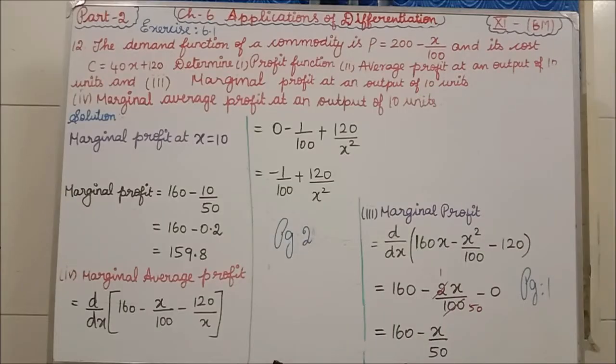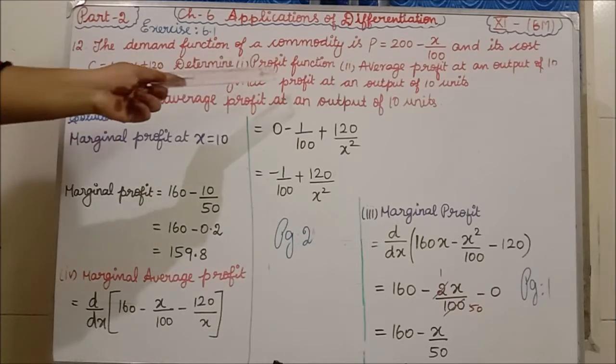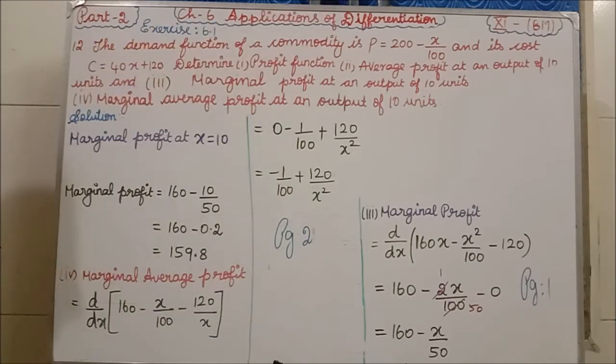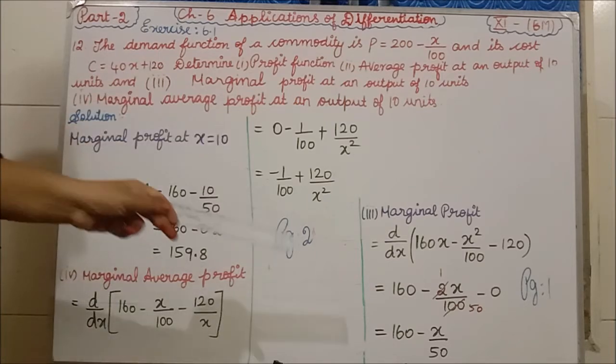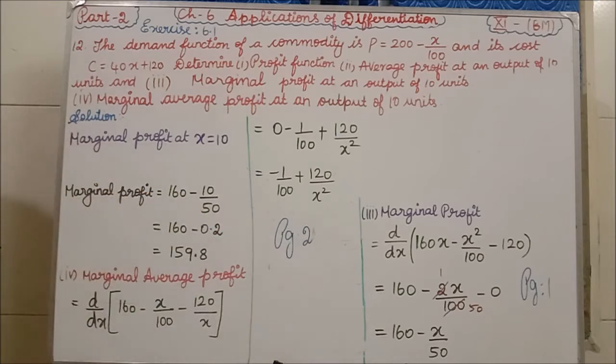Students, this is the last step we have written on page number 1, isn't it? Marginal profit is equal to 160 minus x divided by 50. We have got the value. Now we have to find the marginal profit at x equal to 10. See the third question: marginal profit at an output of 10 units. Output means x equal to 10, and we have to substitute that in the third subdivision answer.